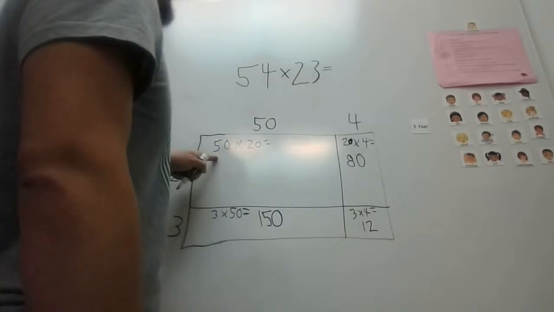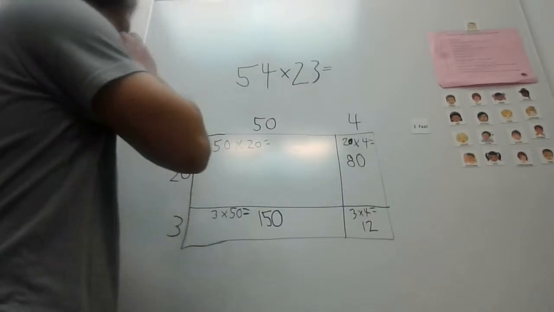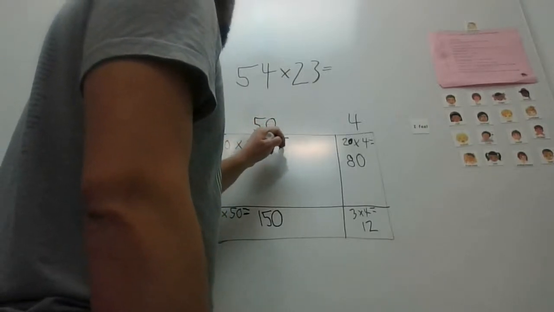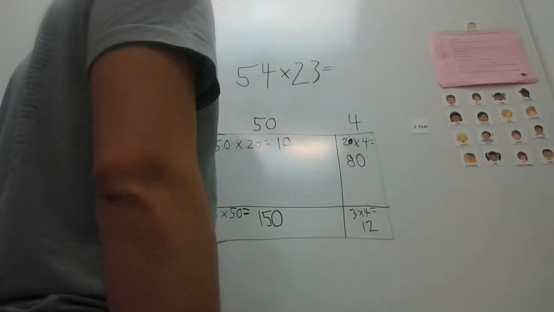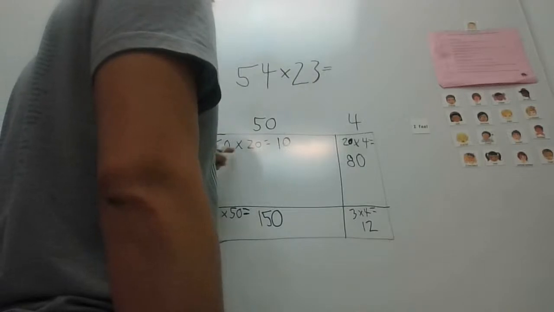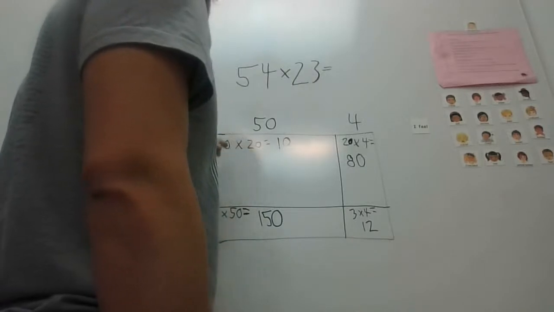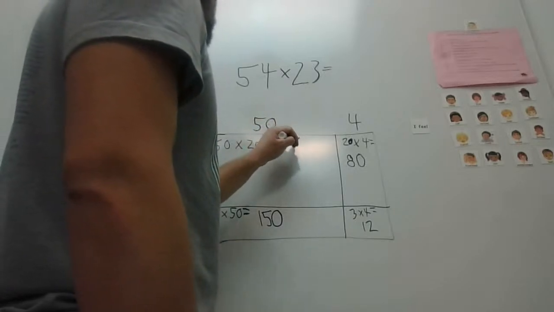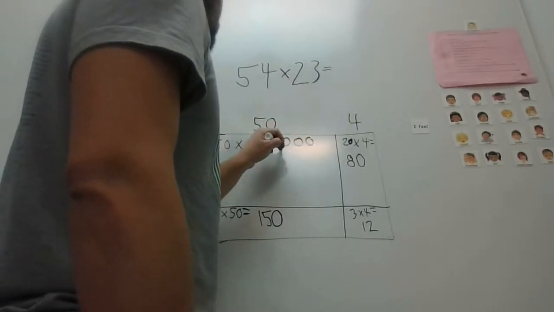Biggest problem up here, 50 times 20. So we're going to multiply 5 times 2. 5 times 2 equals 10. Now we're going to count how many zeros we have in the problem before we get to the equal sign. 1, 2. So since we have 2 zeros within the problem, before we get to the equal sign here, I'm going to add 2 zeros to my answer. And we have 1,000.